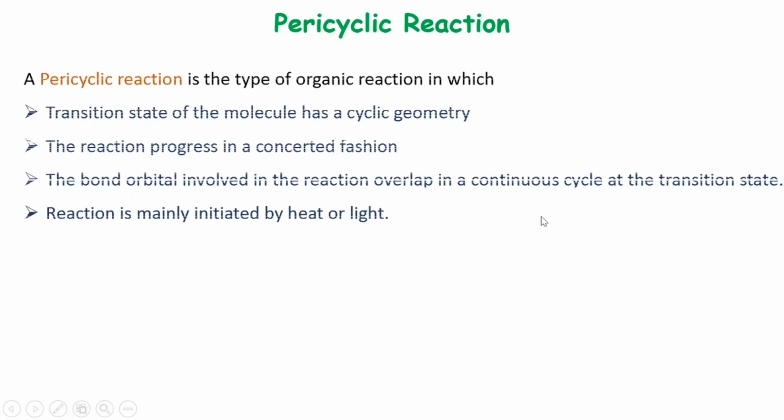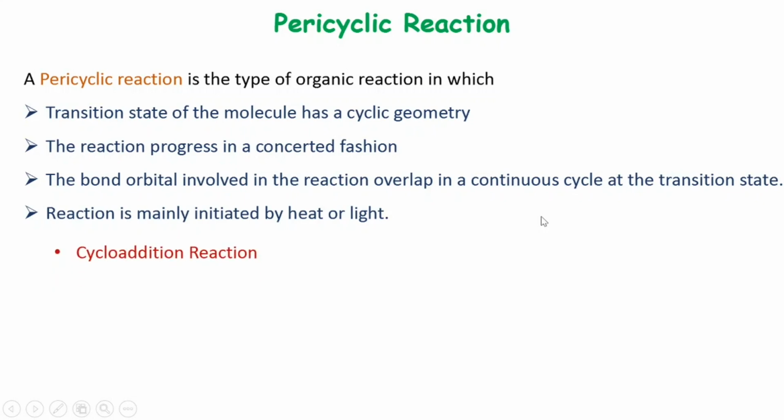The next kind of non-polar reaction is pericyclic reaction. A pericyclic reaction is a type of organic reaction in which the transition state of the molecule has a cyclic geometry. The reaction progresses in a concerted fashion. The bond orbitals involved in the reaction overlap in a continuous cycle at the transition state. Reaction is mainly initiated by heat or light.